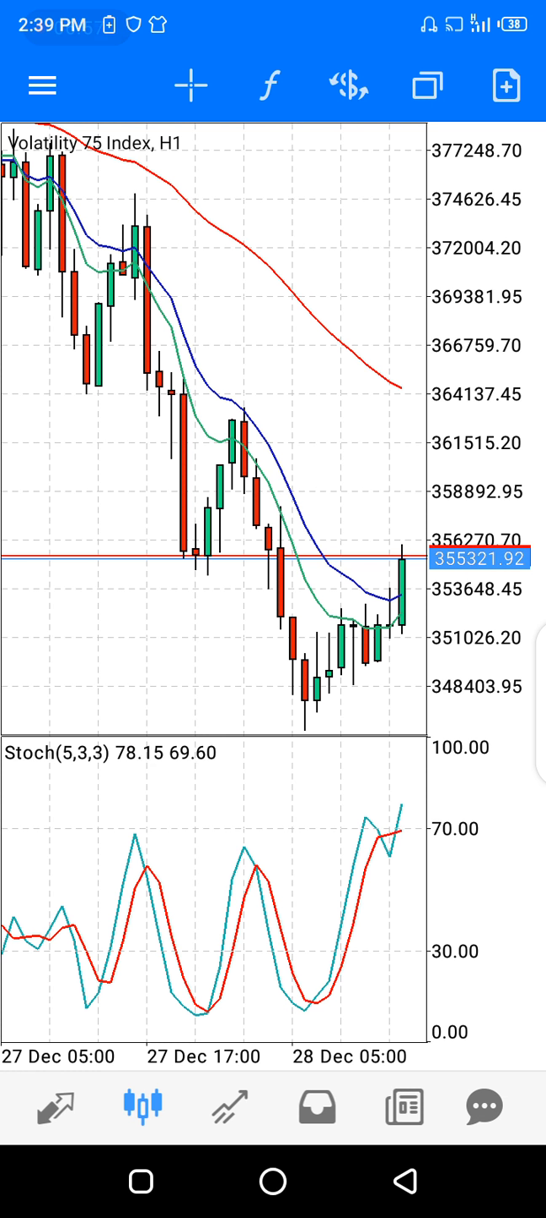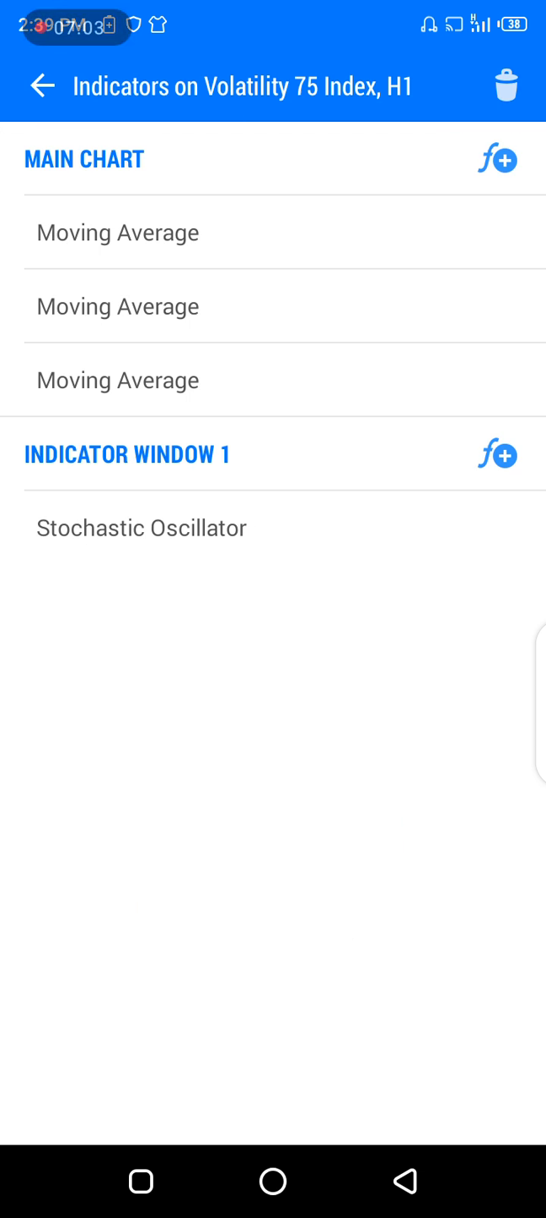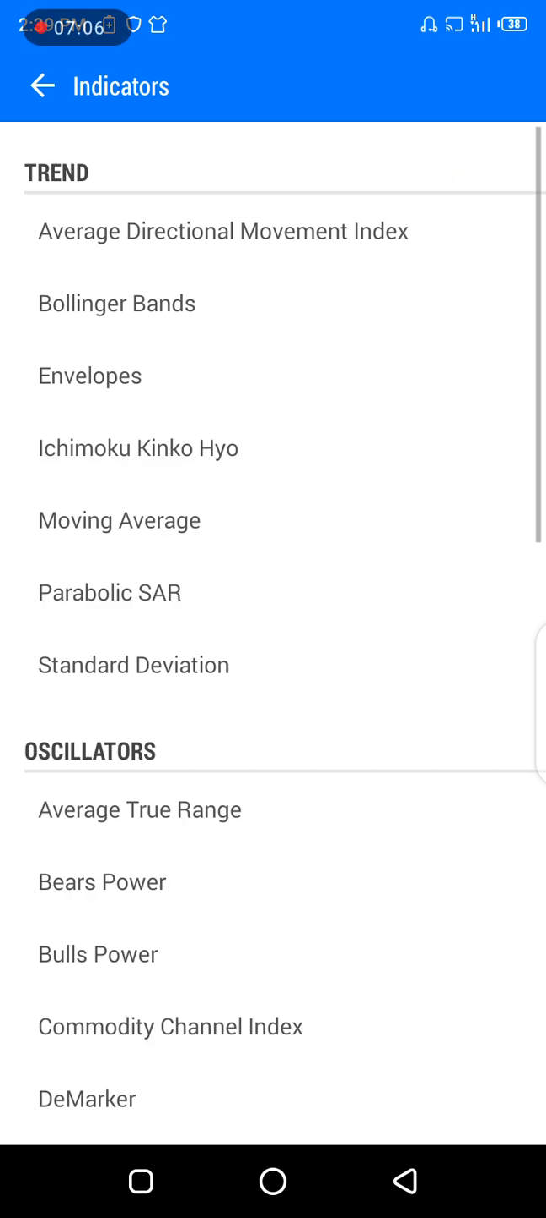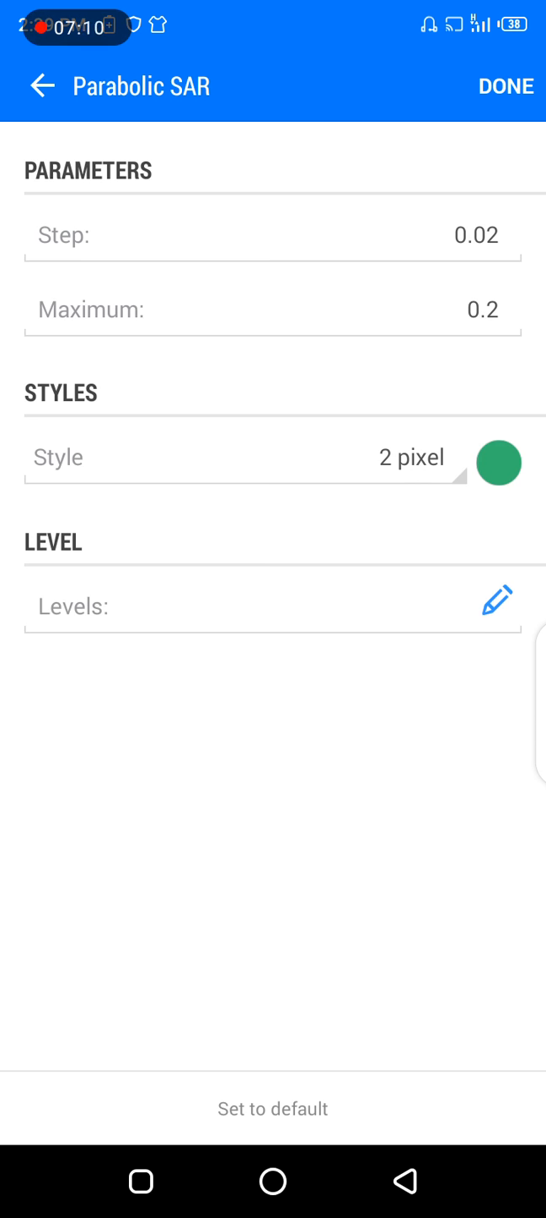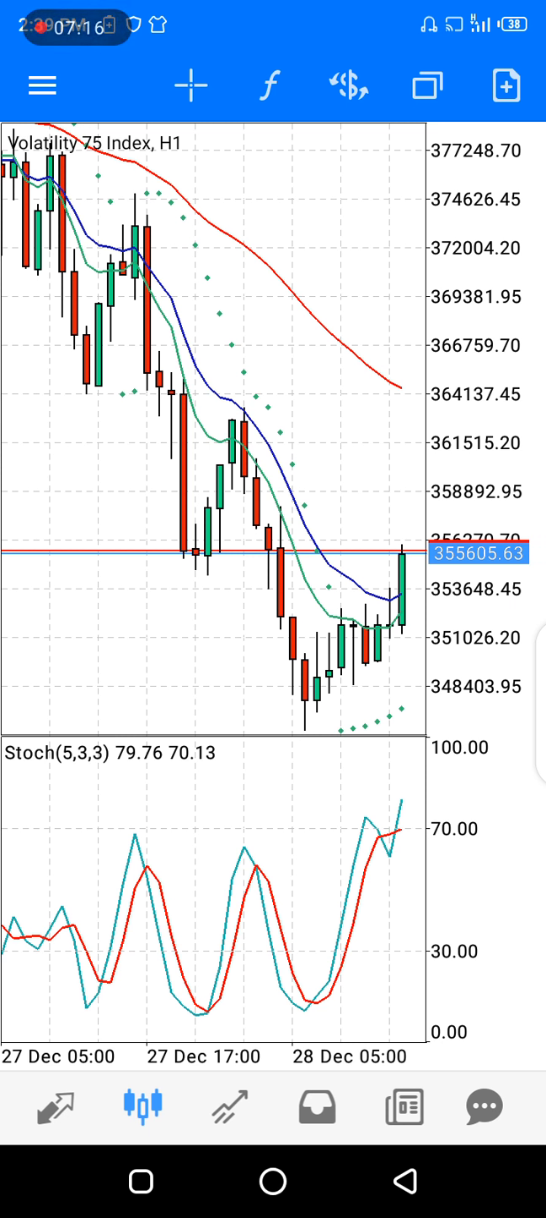And so we are now left with the parabolic SAR. We go there and set our parabolic SAR. We are going to look for it and add the parabolic SAR to it. Here it is, and the parabolic SAR must be default. It's default, so we just press on the default, then done. So the parabolic SAR is on it. So we are now set. Our instruments are now set.